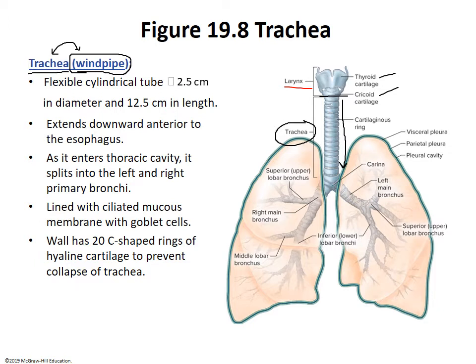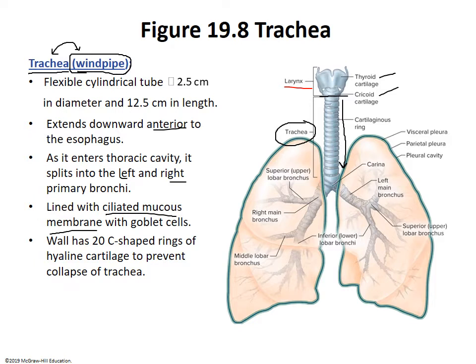It's going to extend, as it says, down from the larynx. It's going to be anterior to the esophagus. And once it comes down, it's going to divide into left and right primary bronchi. We'll talk about that again as we get there. It's lined with ciliated mucous membrane, which has goblet cells. And remember, at this point, we're talking about pseudostratified columnar epithelium.